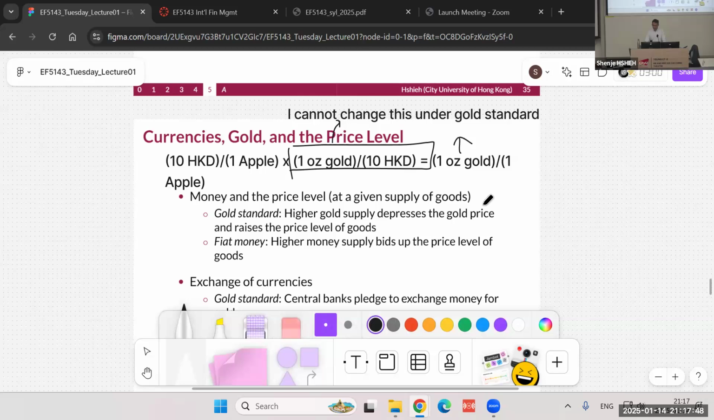Which means that if I get inflation in terms of gold, I must have inflation in terms of my nominal currency. Right? My fiat currency also has, the nominal price of apples must also increase. So in other words, under the gold standard, if there is an import of gold or an export of apples, right, there must be inflation. So prices, right, P has to go up.